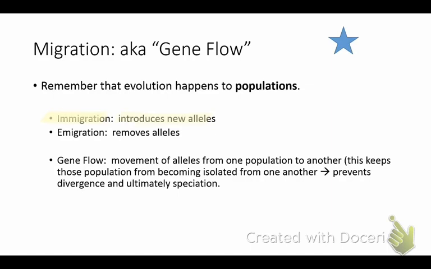Emigration removes alleles. So if I said we're going to cut the class in half, half of you have to go to Holland's, and the rest of you have to find a mate for the rest of your life from what's left of the class, that would be removing alleles. There are a lot fewer options. Gene flow is the movement of alleles from one population to another.